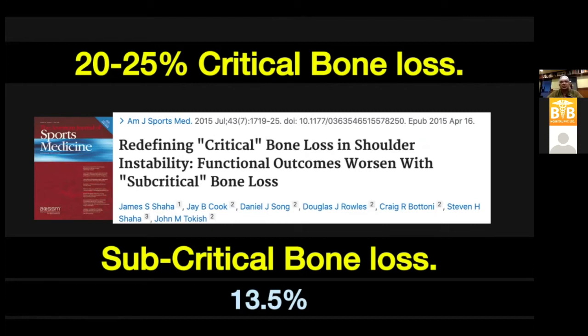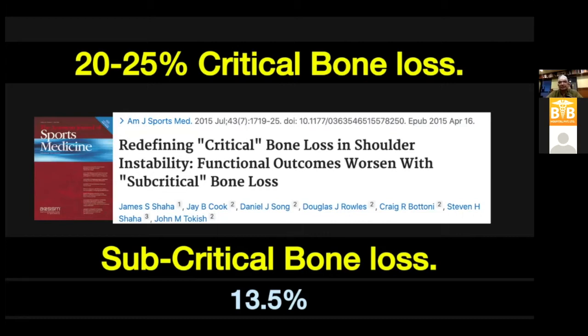But in subsequent literature, subsequent studies, in the meta-analysis, they found that the outcomes are poor even if there is a bone loss of about 13.5%. So they named it subcritical bone loss. So what to do when there is a subcritical bone loss? We have a clear concept that if there is more than 25 or 20% bone loss, probably a Latarjet procedure has to be done. But what about a bone loss between 13.5 and 20%?